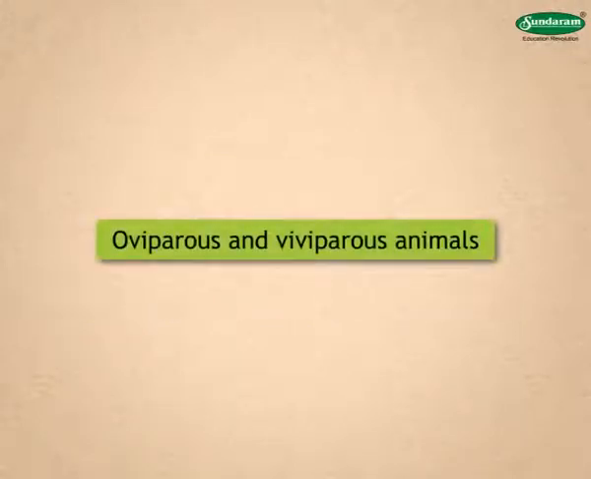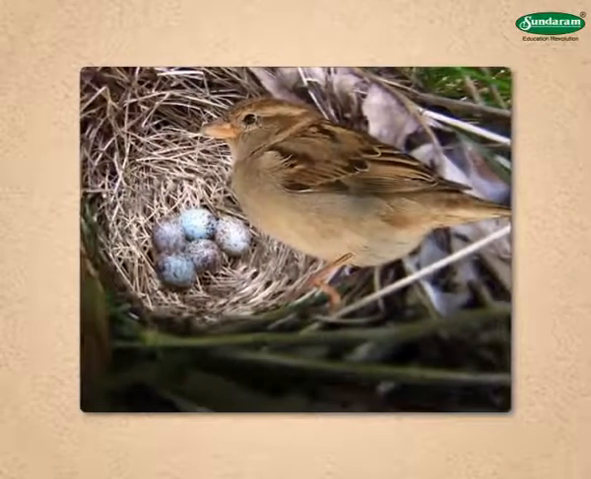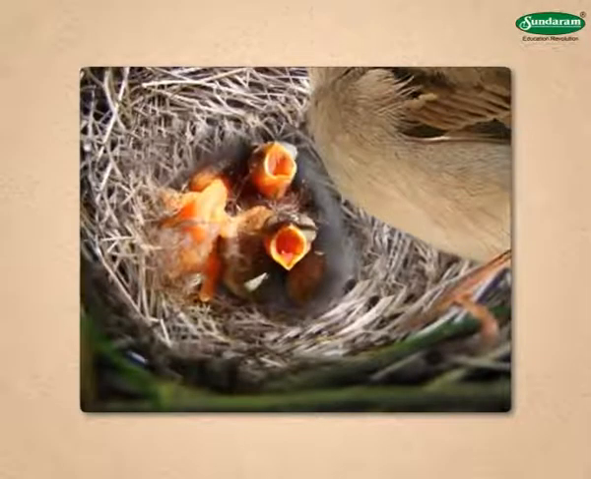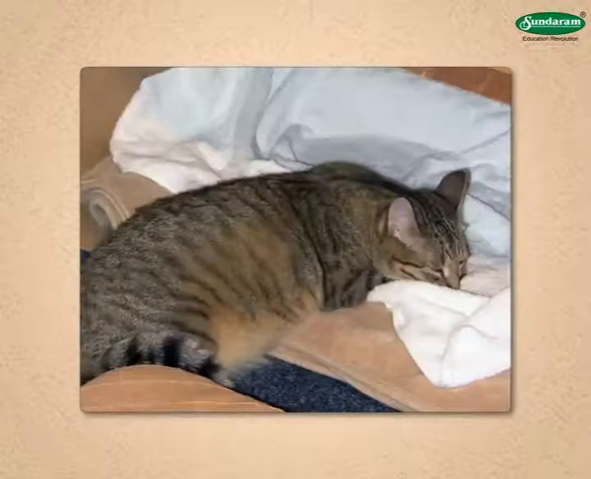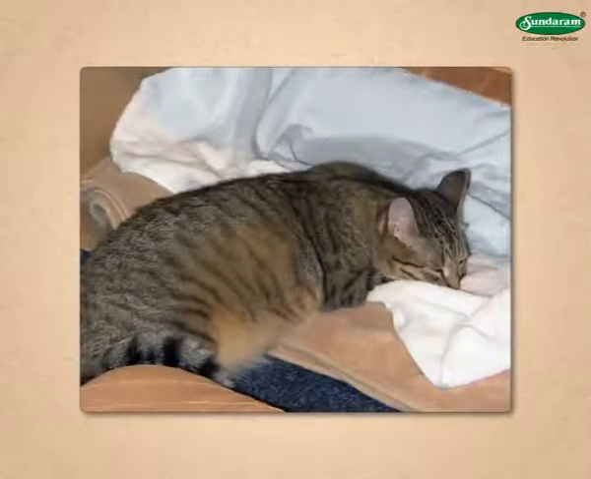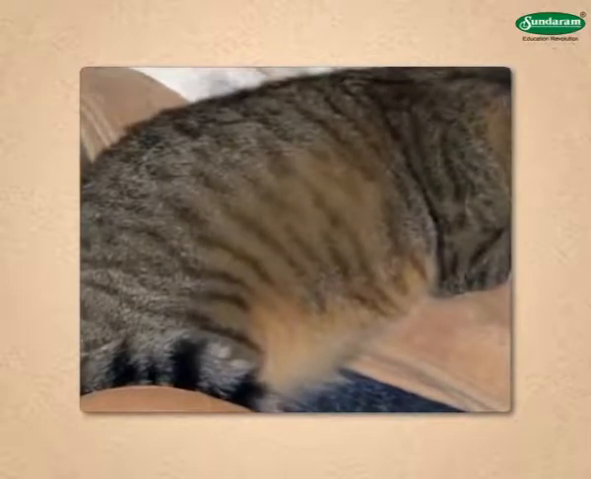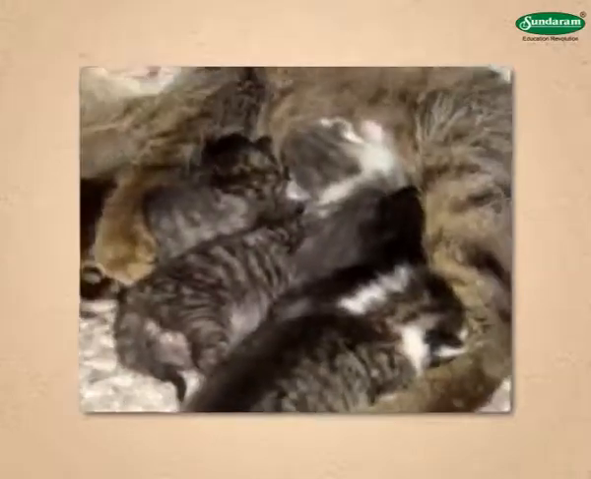Oviparous and viviparous animals. A sparrow lays eggs and hatches them. In a few days, the sparrow's young ones break the eggs and come out. The growth of a cat's young one first takes place inside the cat's body. When this growth is complete, the cat gives birth to kittens.